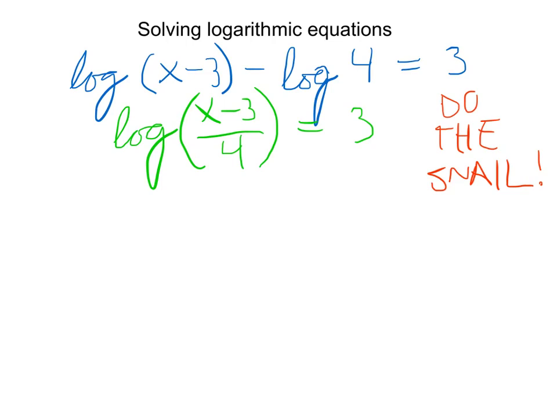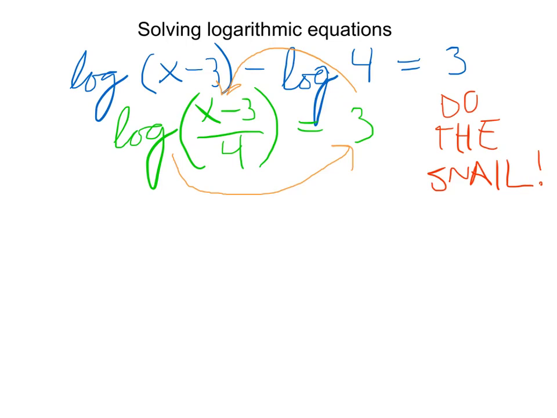Well, the snail is one way to memorize how you can convert a logarithmic equation into an exponential equation. So let's see what it involves. First of all, we start at the base, which in this case is 10, and we go to the 3, and then just like a snail shell, we go up and over, and then we go back down to the argument. And essentially, what we get looks a little bit like a snail shell. And so that's why it's called do the snail.